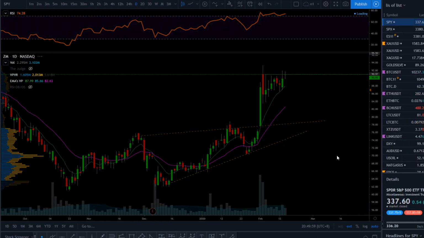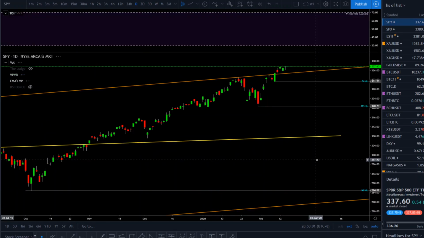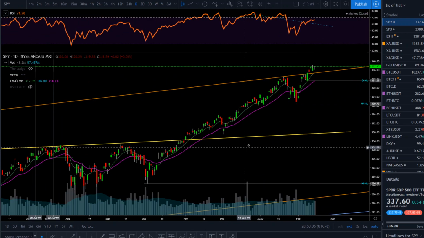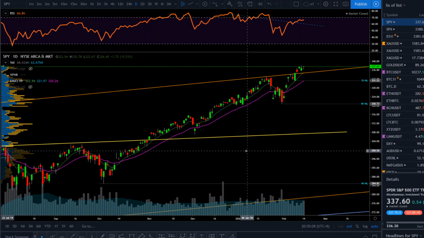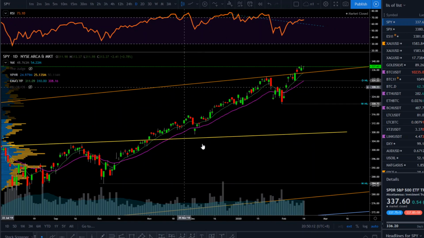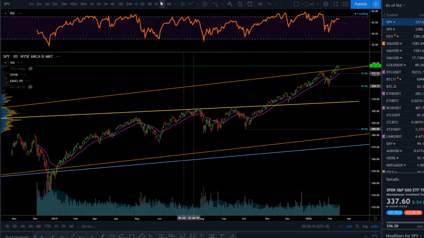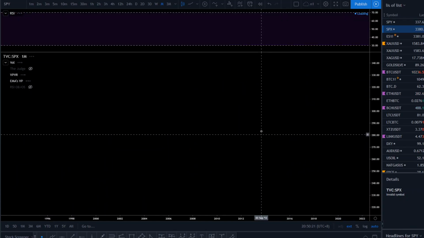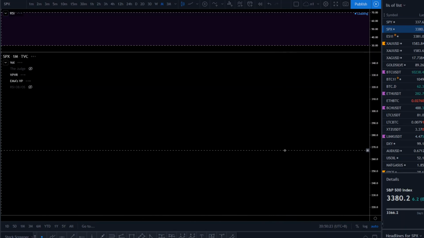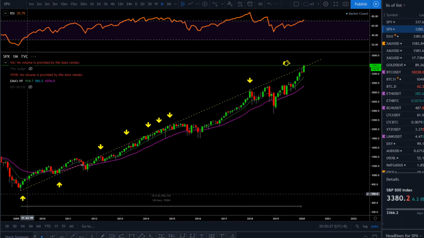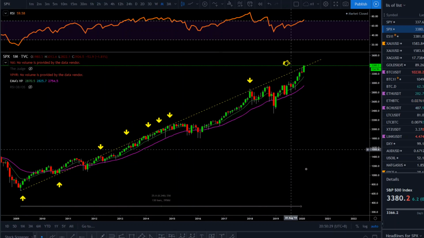So yeah, very interesting times, I guess. We're at all-time highs. The printing press was at printing QE4, or not QE4, whatever they want to call it, the repo thing. And let's see what's gonna happen. This is gonna be the last picture here on the SPY.